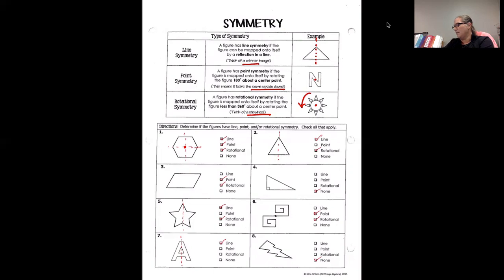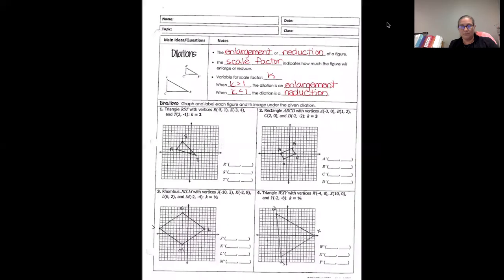You will take a couple of page turns and head over to dilations. This is the last transformation that we are going to look at. A dilation is an enlargement or a reduction of a figure. It's either going to get bigger or it's going to get smaller. The scale factor indicates how much the figure will get bigger or smaller, and that scale factor is called K. If K is greater than 1, it will get larger. If K is less than 1, it will get smaller.